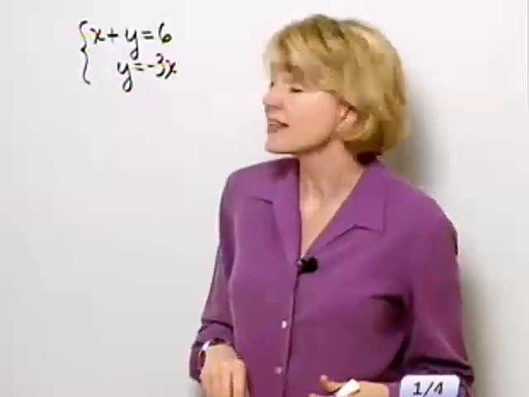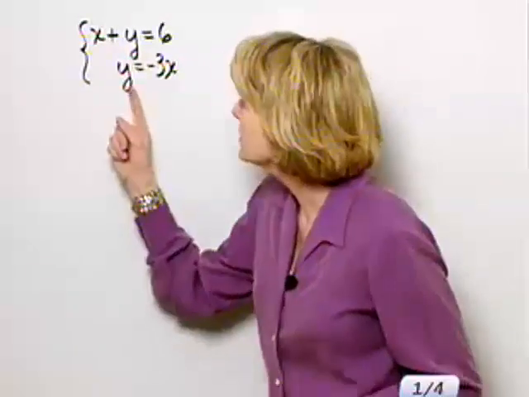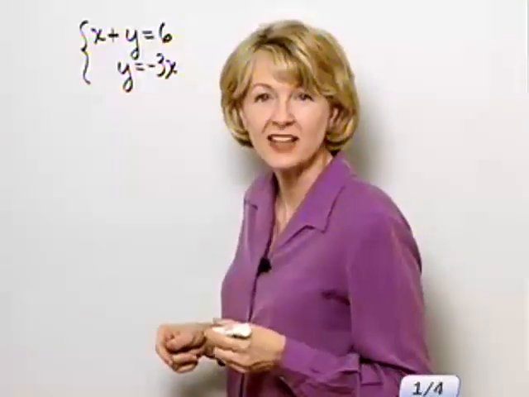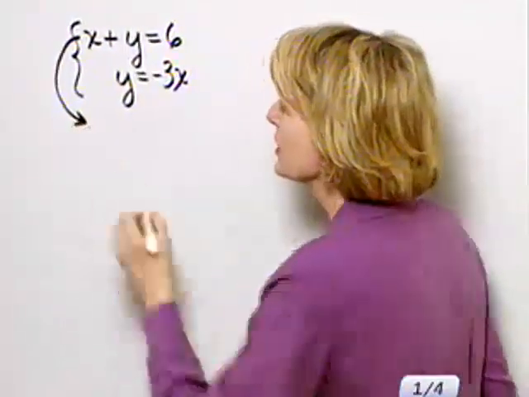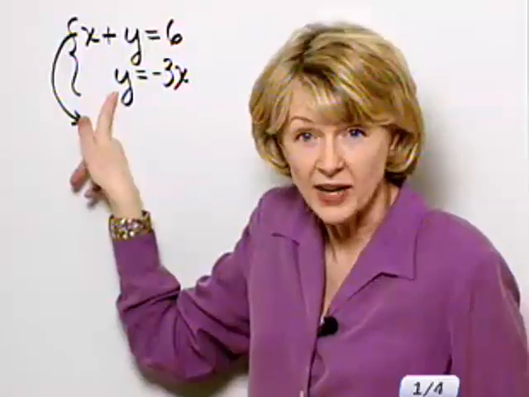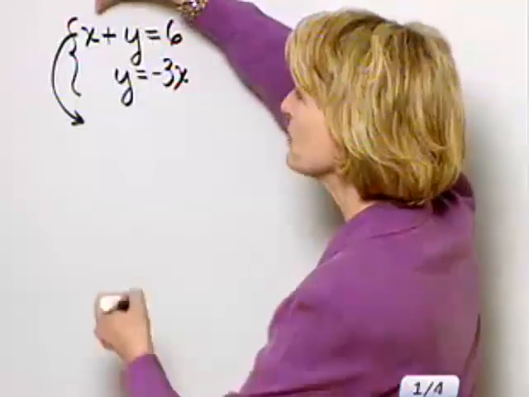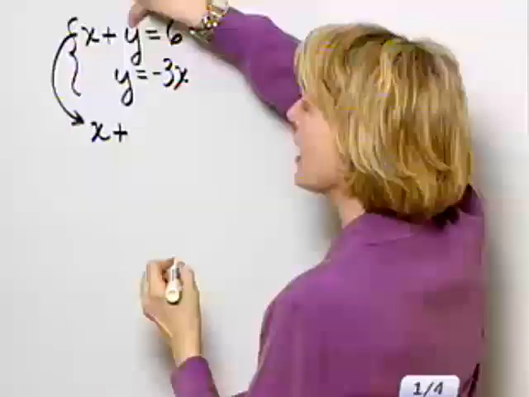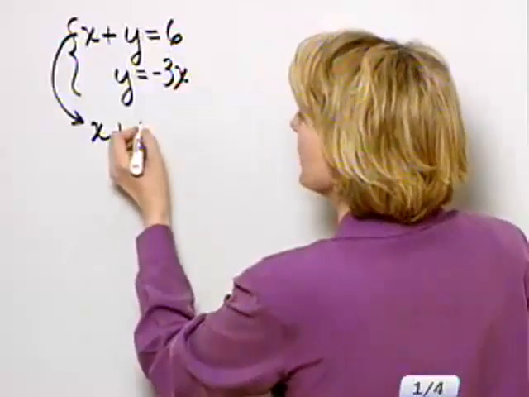Let's look at these two equations. We have x plus y is equal to 6 and y equals negative 3x. Notice this second equation is solved for y. Y is the same as negative 3x. So what if I rewrite this first equation, but instead of y, substitute from the second equation negative 3x, because y is equal to negative 3x. So let's rewrite this equation: x plus, now instead of y, I'll substitute in negative 3x.